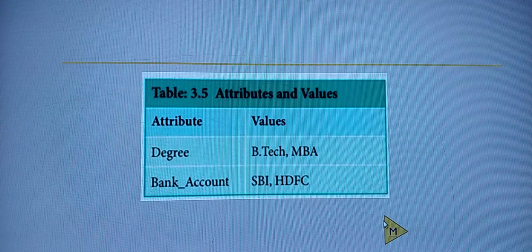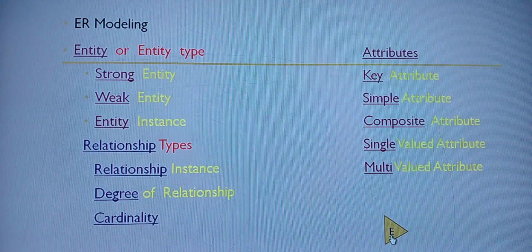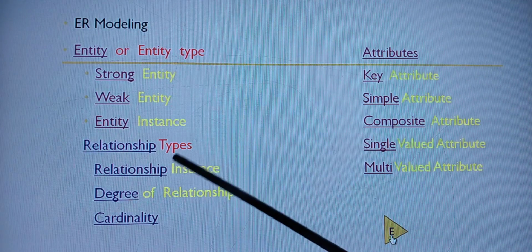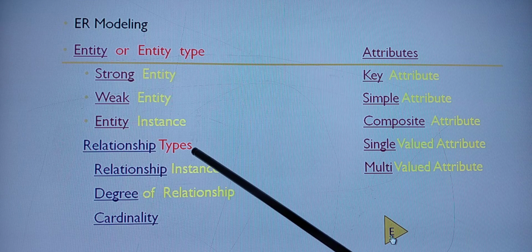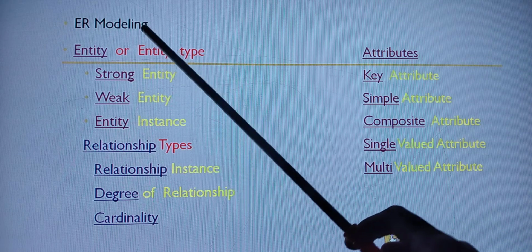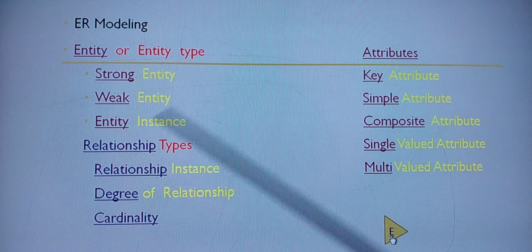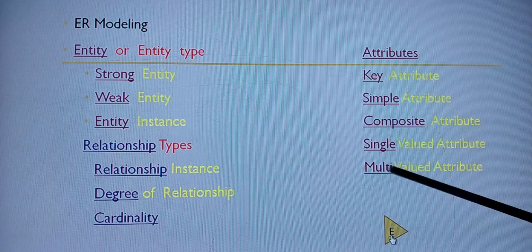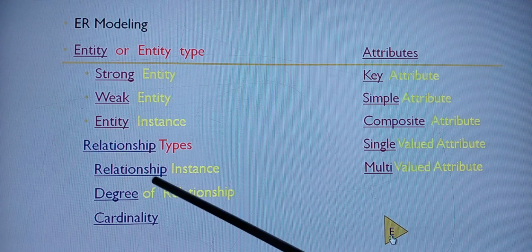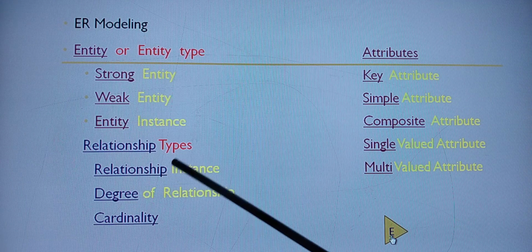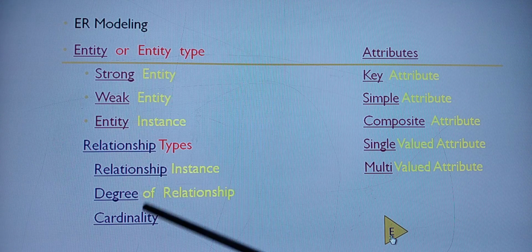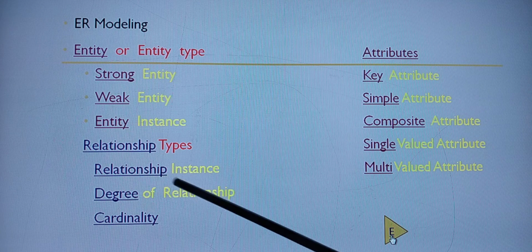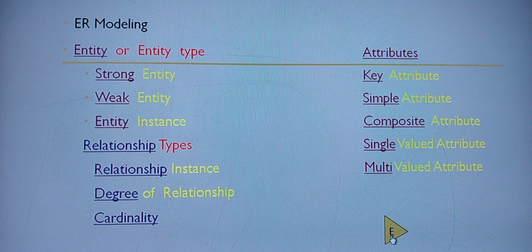Yes, next we can see the next category. That is your next concept: relationship types. Don't forget, under ER modeling we are going to have three. We have discussed entity and finished attributes. Now we are going to look at the things under relationship types. The first one is your relationship instance.